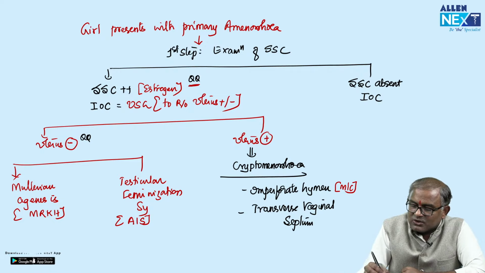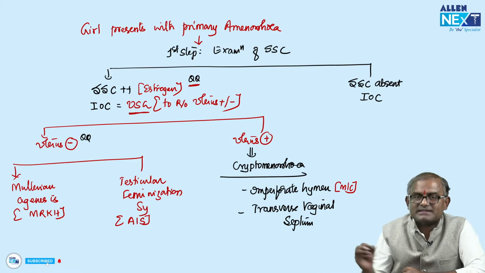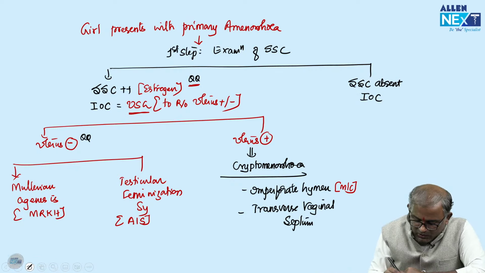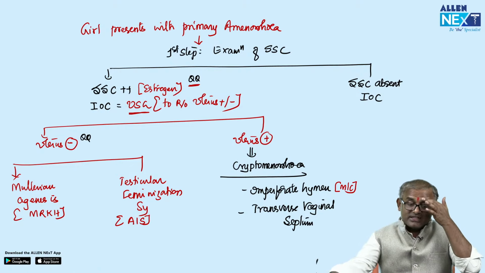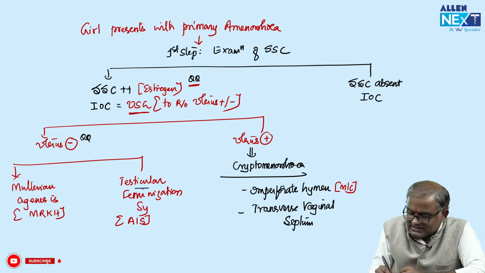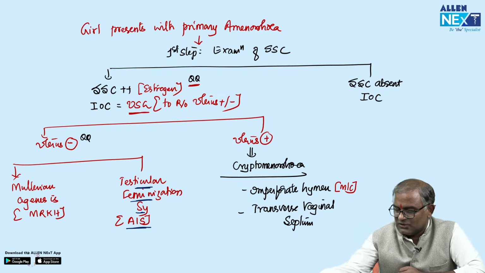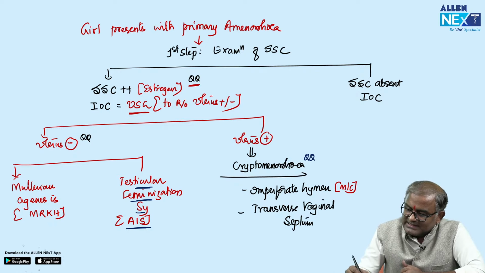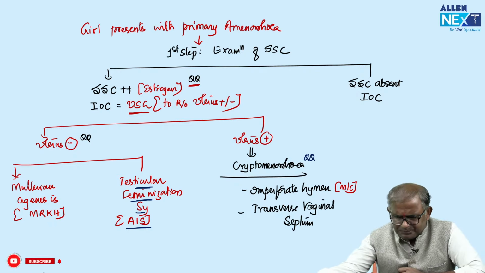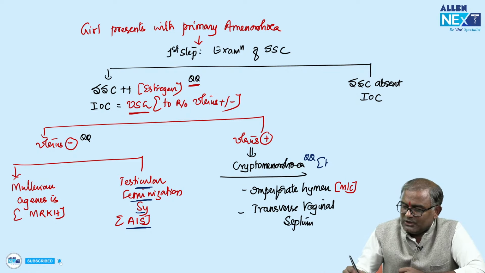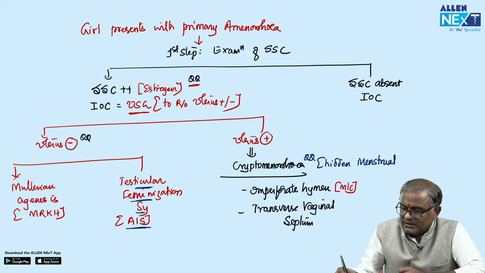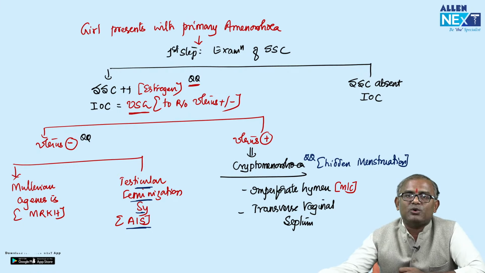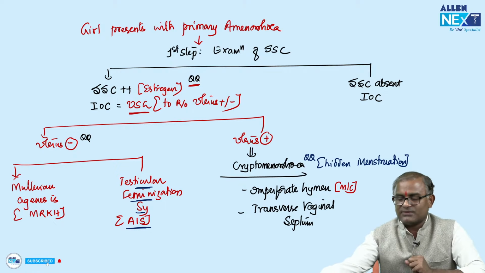So whenever secondary sexual characteristic present, investigation of choice is USG. Why you will do USG, doctor? To rule out whether uterus present or absent. If uterus is absent, two diagnoses: one is Mullerian agenesis, which is MRKH, and another one is testicular feminization syndrome, which is androgen insensitivity syndrome. And uterus present, always it is cryptomenorrhea, which is hidden menstruation. What are the DDs for cryptomenorrhea? Imperforate hymen and transverse vaginal septum.